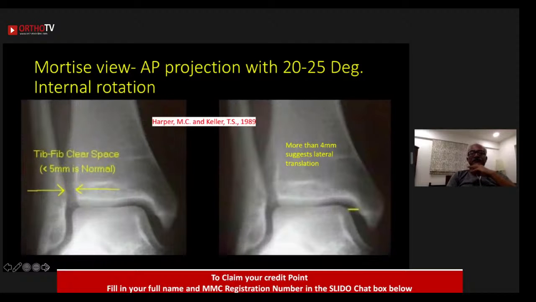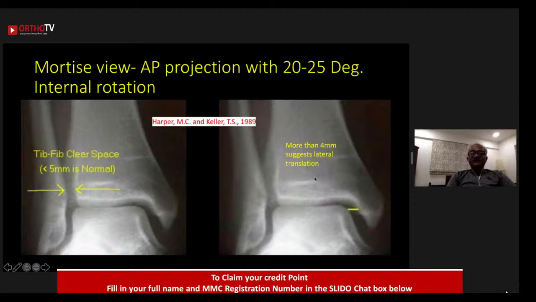When you do a mortise view, it is done in an AP projection with about 20 to 25 degrees of internal rotation. What you look for is the clear spaces. This is the medial clear space. In a normal mortise view, the medial clear space and the superior clear space should be equal.